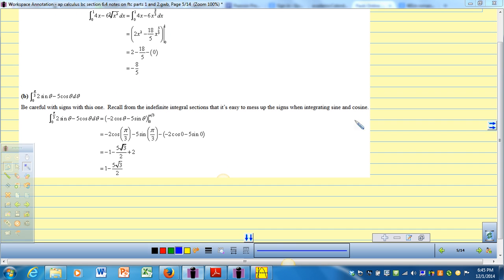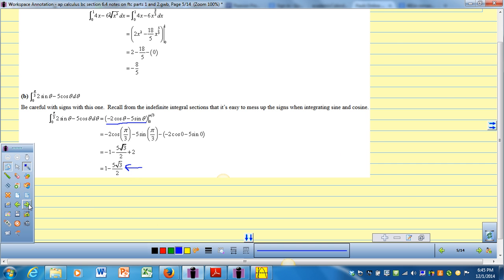Letter B, when we take the antiderivatives or the definite integrals involving trig functions, again you have to ask yourself, what did I start with to get, in this case, 2 sine theta as my derivative? And I must have started with negative 2 cosine theta. And then what did I start with to get negative 5 cosine theta as my derivative? Well, I must have started with negative 5 sine theta. So here is our antiderivative. We'll evaluate it between 0 and pi-thirds, which means we plug in pi-thirds first. And we plug in 0 and we subtract to get our solution here.